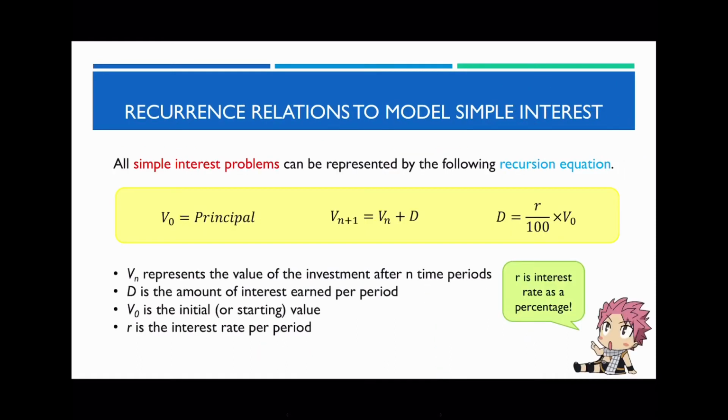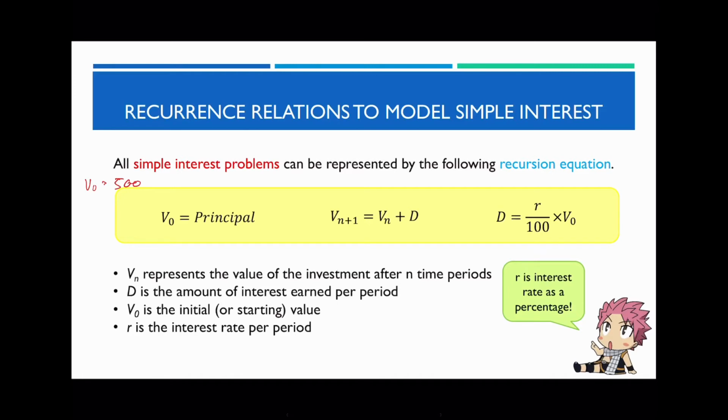Now, how is this going to apply for simple interest? We're going to be using a very similar formula to model simple interest problems, but with different letters. Instead of using the letter T, we're going to use the letter V. V0 represents your principal amount. For instance, if you're investing $500, then V0, which is your principal, is going to equal 500. So please remember that V0 equals principal.